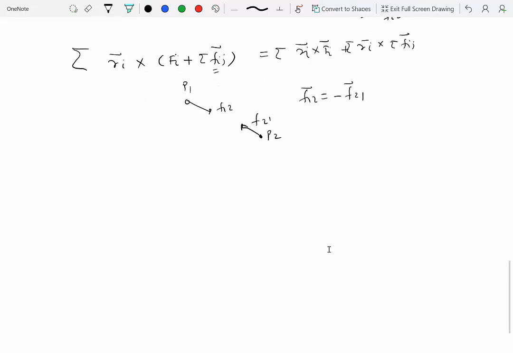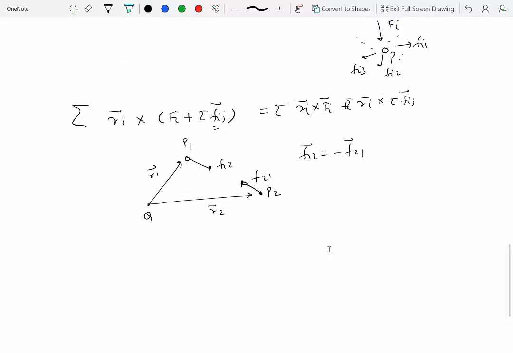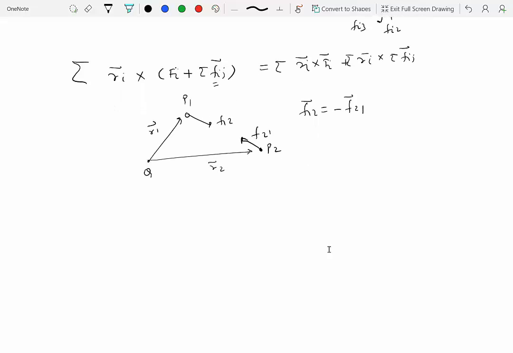And R1 is the position of particle 1 and R2 is the position of particle 2, and that's our reference point Q. Okay, so if we can make an argument that the moments of the internal forces pairwise cancel out, then we know we can do that for all the particles, right? So what is this quantity?